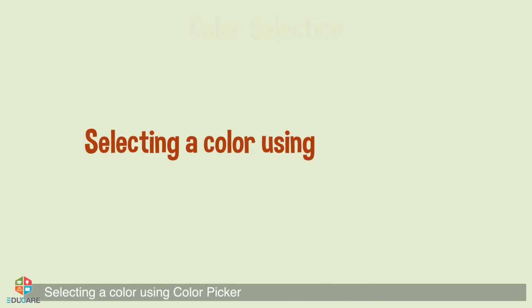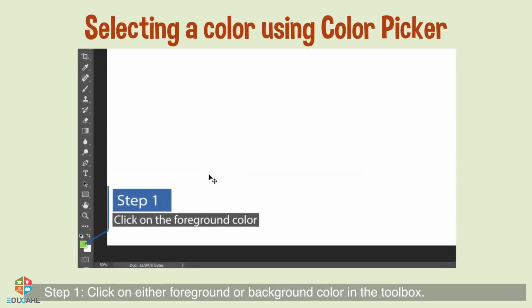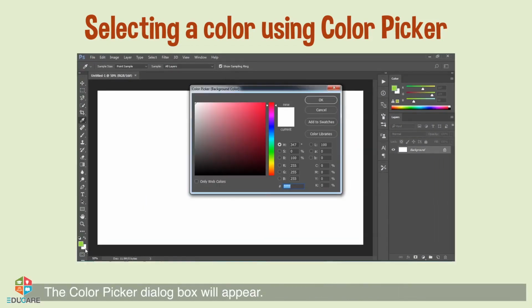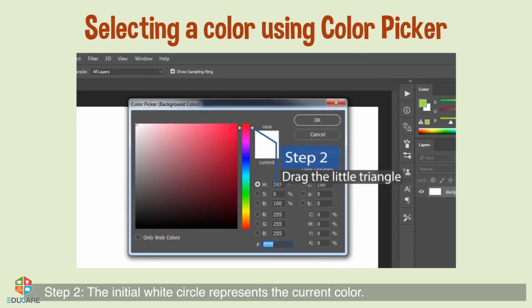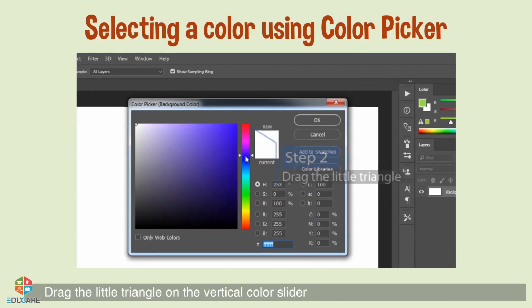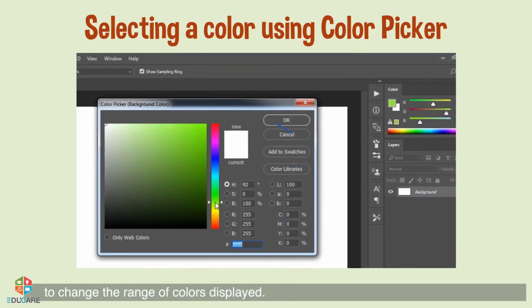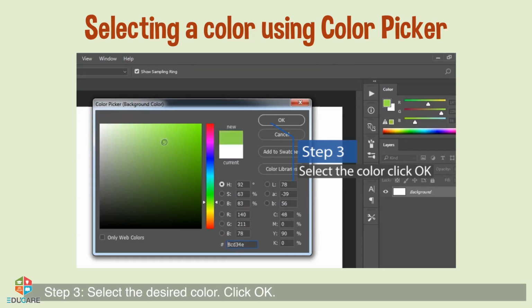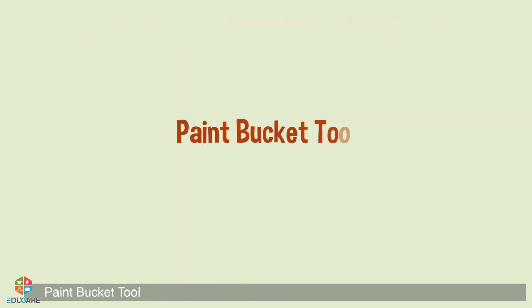Selecting a color using Color Picker. Step 1. Click on either foreground or background color in the toolbox. The Color Picker dialog box will appear. Step 2. The initial white circle represents the current color. Drag the little triangle on the vertical color slider to change the range of colors displayed. Step 3. Select the desired color. Click OK.